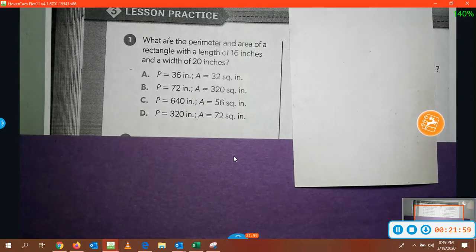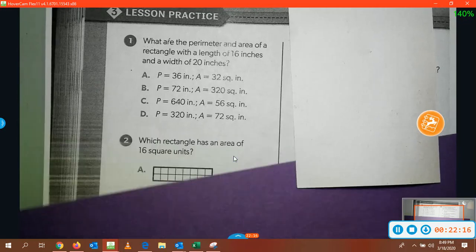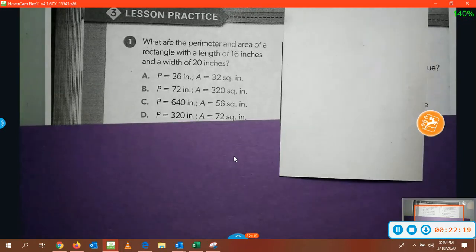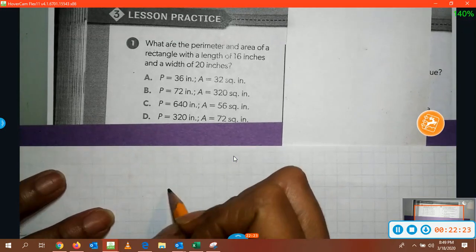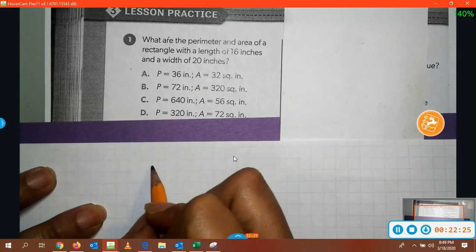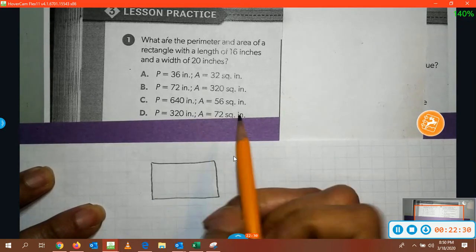Alright, what are the perimeter and area of a rectangle with a length of 16 inches and a width of 20 inches. Alright, so the best thing to do is to do what Miss Jackson always says? Draw a picture. Draw a picture. Right. So here goes the box, the rectangle.